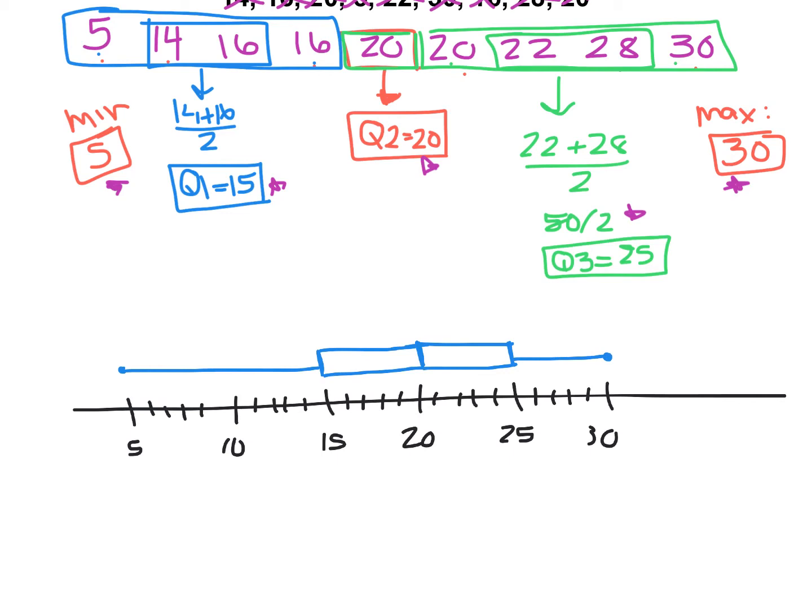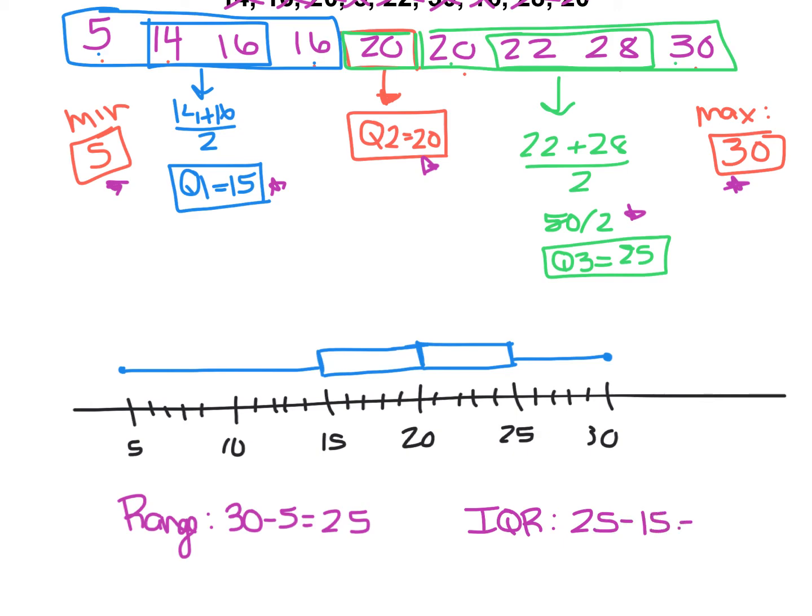Then finally, we need to end by finding our range and our IQR. Our range, remember, is max minus min, so 30 minus 5, which is 25. And our IQR is the interquartile range, which is Q3 minus Q1, which in this case is 10.